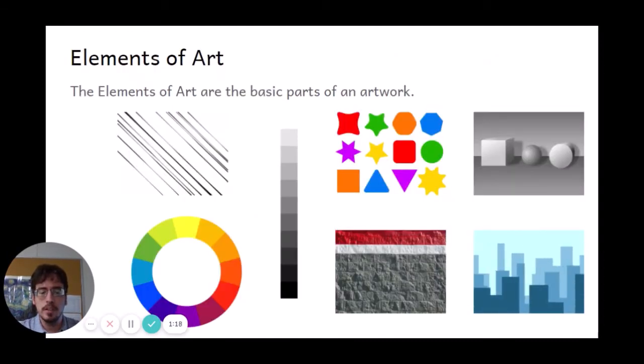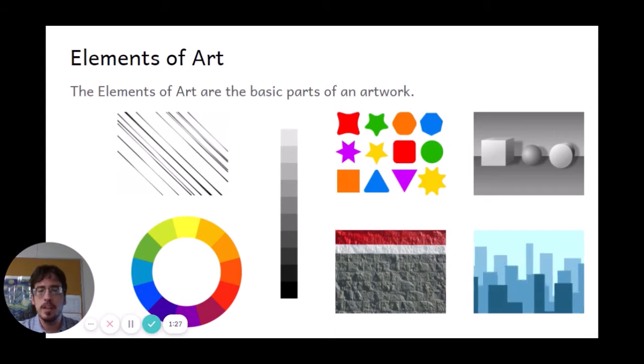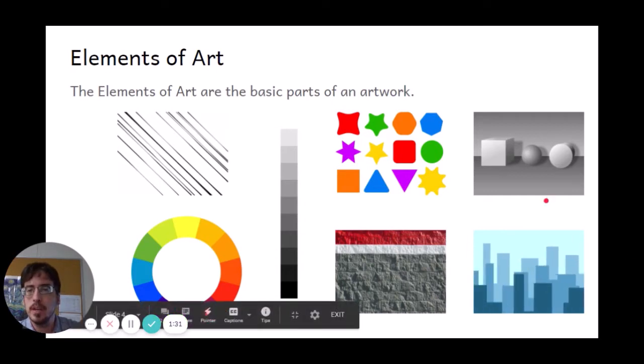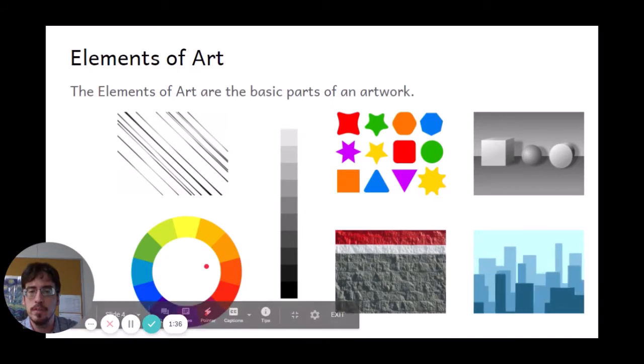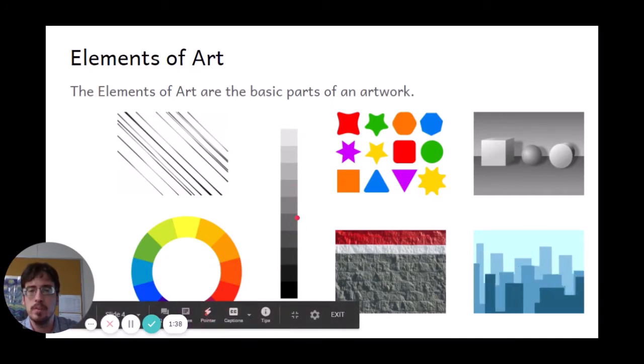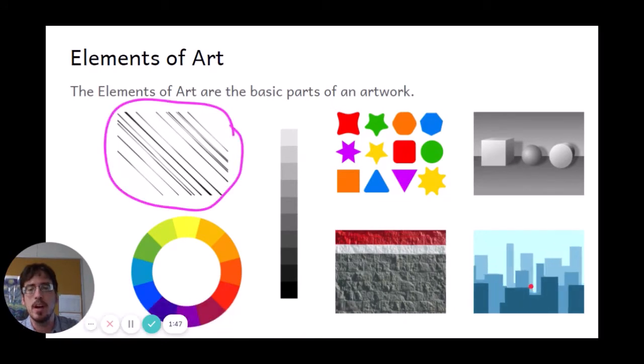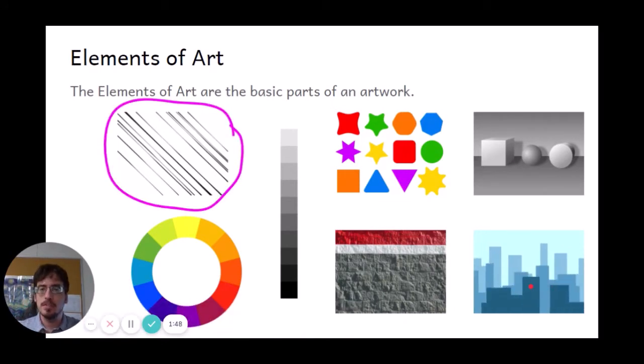First of all, here's a quick description of the elements of art. The elements of art are the basic parts of any artwork. So any picture you look at, you'll see some or maybe all of these. Now really quickly, we have line, color, value, shapes, texture, forms, and space. But this week, we're talking about lines.